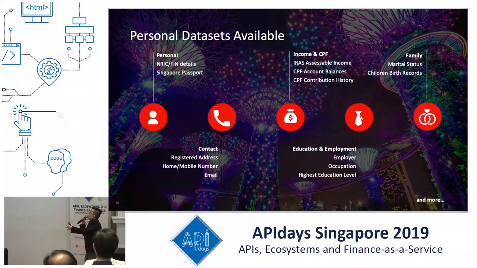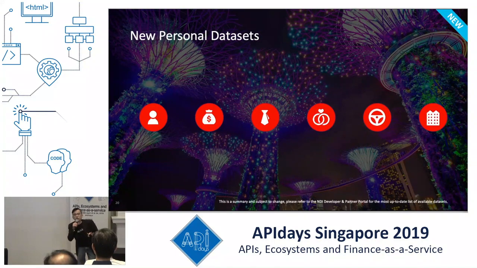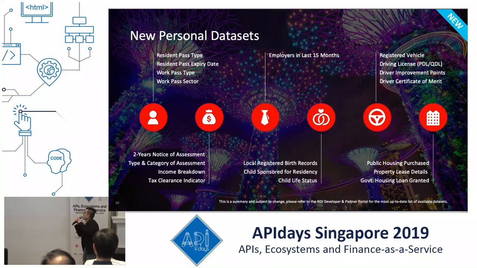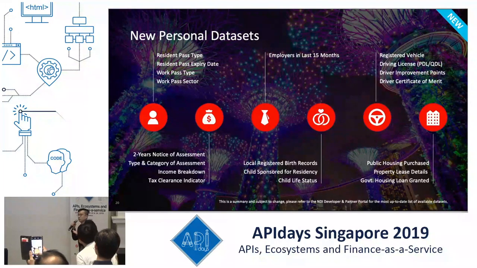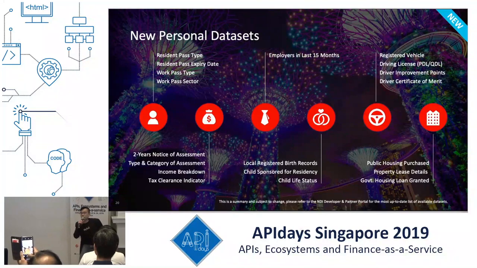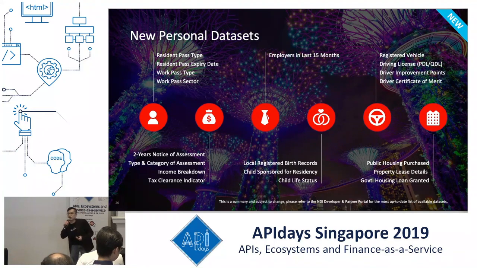So we actually grew that recently with our third version of our APIs, which is the additional two times more data that we've been talking about. So this is just a sample, by the way. You can see the full list on the NDI API portal, okay? And we've actually included the work pass status, the resident type, whether you're Singapore citizen, permanent resident, or FIN. And then the income breakdown. So instead of just having a single accessible income number, we have an income breakdown.